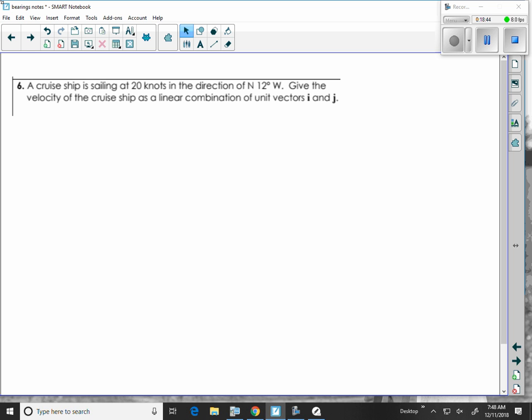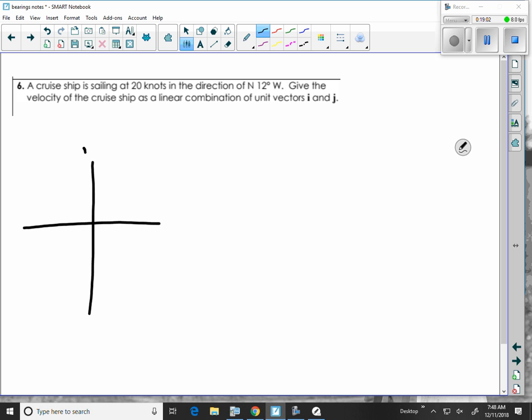Okay, so our last one on this page: a cruise ship is sailing at 20 knots in the direction north 12 degrees west. When I say 20 knots, that's again going to be your magnitude. Now we're not given just a regular angle, we're given that quadrant form, so we need to draw that out. North is here, west is here, so it's going to be somewhere in this direction. And if it's 12 degrees, do I go 12 degrees from here or from here? What do you think? This one, right? The north-south line. We always go from there. So we're going to go right here, and that's probably a little big, but that's okay. We'll call that 12 degrees.